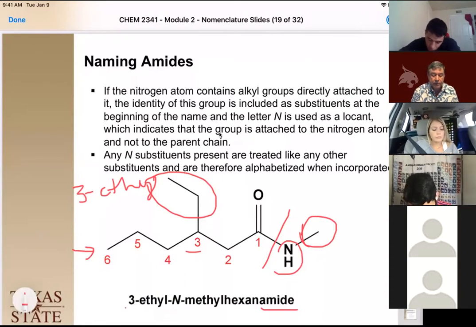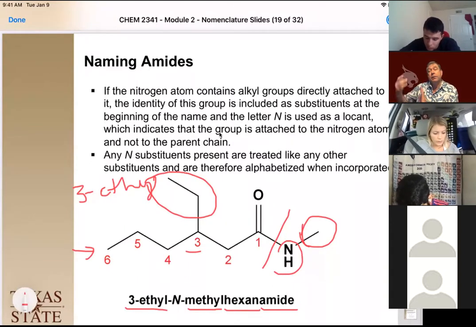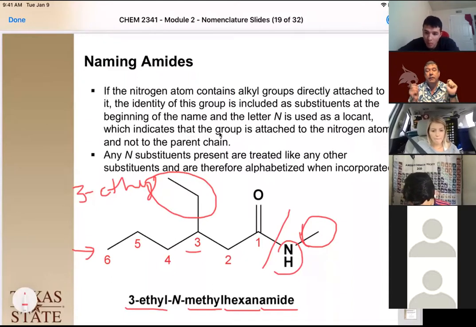So we have our substituent at 3-ethyl, N-methyl, and then we have 6 carbons on our chain, hexanoic acid, but we chop off the oic acid and add amide because we have that nitrogen bonded there. And just like all other substituents, we alphabetize based on the alkyl group.